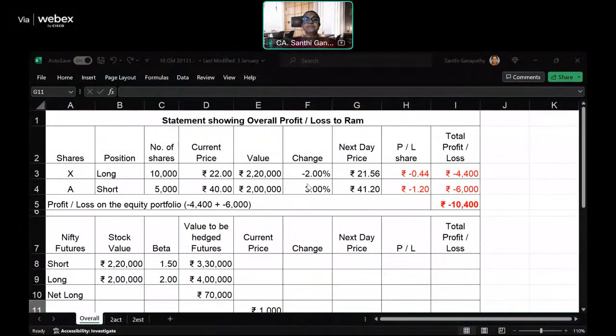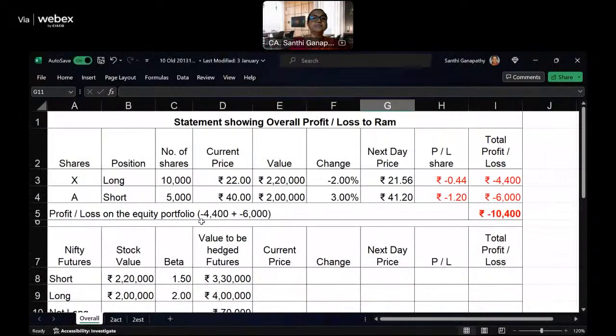So what do we know now? Overall profit or loss to Ram. What happens? Now, X long position, number of shares, current market price, what is the value? What happens to the change next day? So what will be the next day price? Is there a profit or loss? Loss. See, if you have a long position, if the price goes up, you gain. If you have a short position, if the price comes down, you gain. Now here, it so happens that he has a long position in X, but then the price comes down. He has a short position in A, but then the price goes up, opposite of what should have happened. So from the equity portfolio, 10,400 loss.